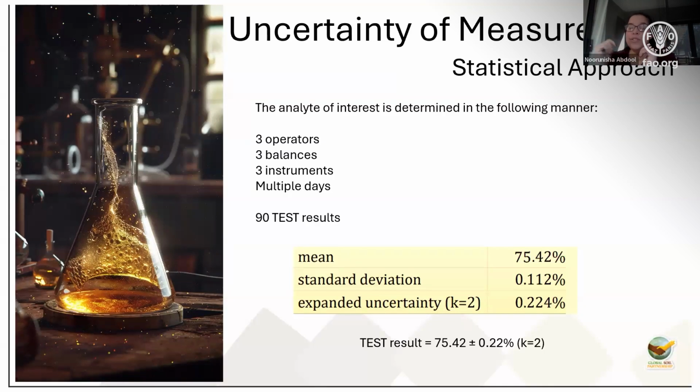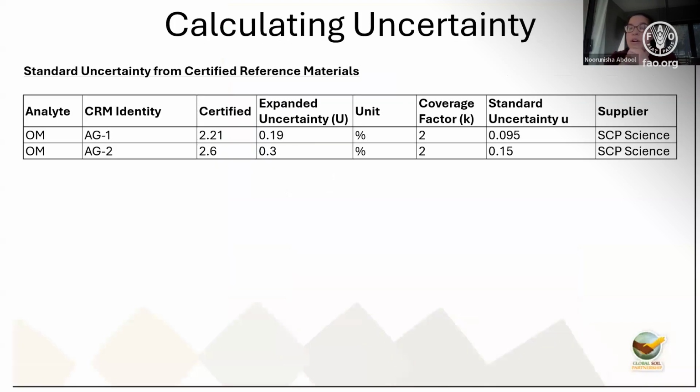You are then going to report to your client your test result, whatever that may be. In this example, 75.42% plus or minus 0.22%. You have to put the k equals 2 there. That shows you have a 95% confidence interval. Okay, how do we go about this?